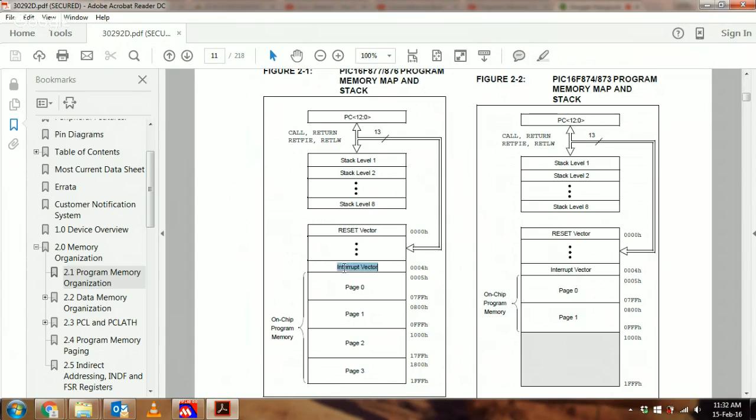Now there's another vector, which is at location 4. It's called a vector, just like the reset vector, because it's a place that you come to when something special happens. The reset vector is used when the PIC is reset. The interrupt vector is used when an interrupt happens, but we'll speak more to interrupts at a much later point. Down here is where we're going to be concerned a lot of the time, starting with address 5 to 7FF, which is page 0, and then you have pages 1, 2, and 3. Just like the data memory map is organized into banks, the program memory is organized into pages.